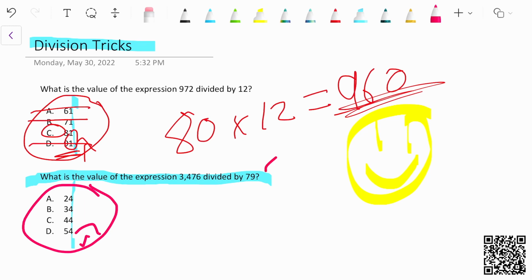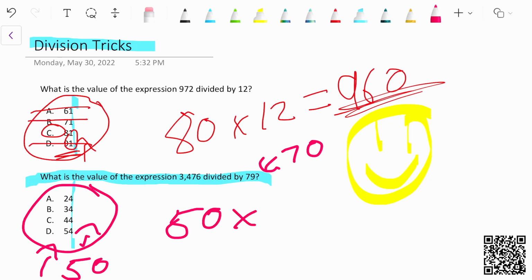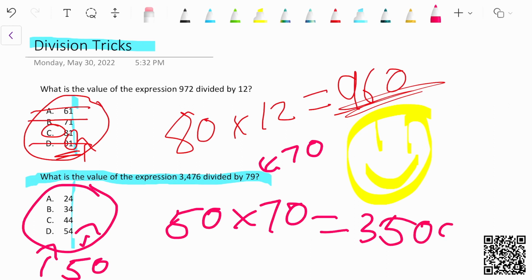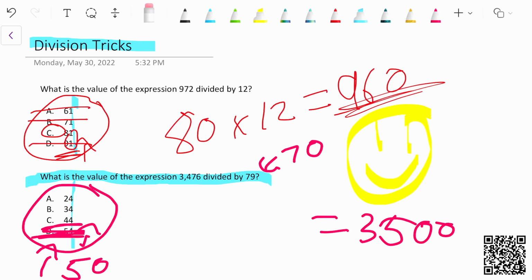So let's turn 79 into 70, and let's turn 54 into just 50. If we put both of these smaller, well, look, it's still bigger than our goal number. So that number is way too big. Even when we put both of them smaller, it's still too big. So it can't be D. If it can't be D, let's take a look at C.